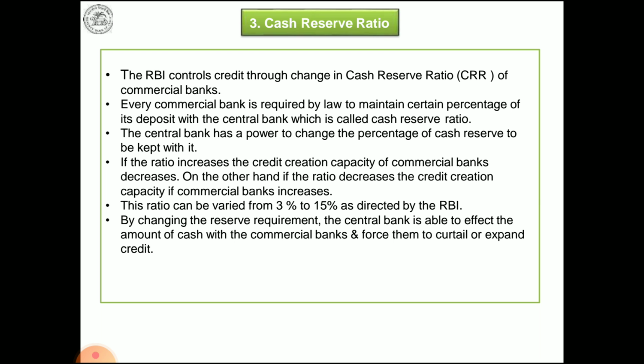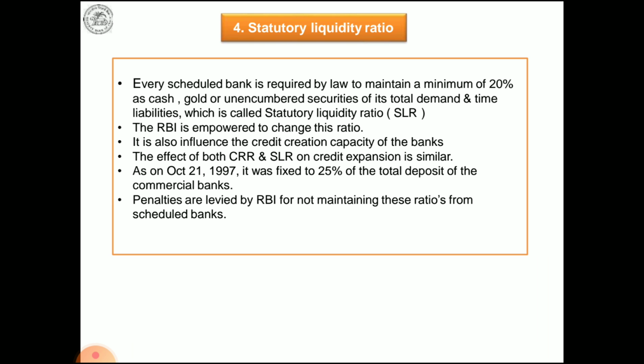Similarly, if the RBI wants to extend the supply of money, to increase the supply of money, what will they do? They will decrease the cash reserve ratio. If the cash reserve ratio is decreased, commercial banks have to keep less money as reserve with themselves. Then finally they can give more credit, more loans, to the customers. This tool of monetary policy, the third important quantitative tool, is the cash reserve ratio. Fourth is the statutory liquidity ratio.